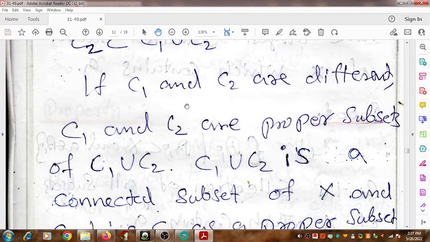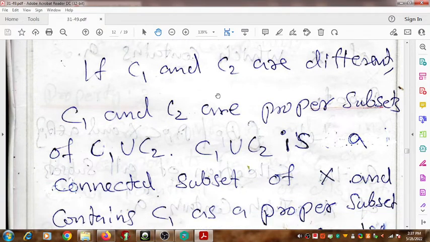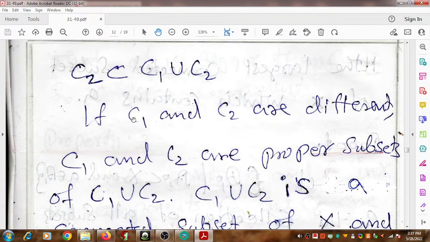Now, this concept can be explained more. That is the idea. I have completed the idea, but it can be further explained.